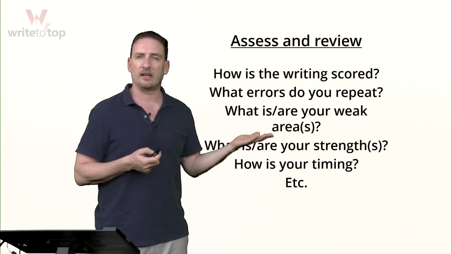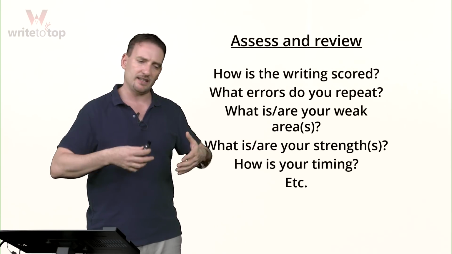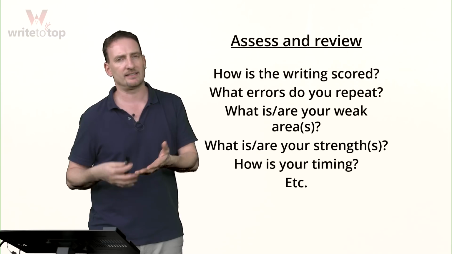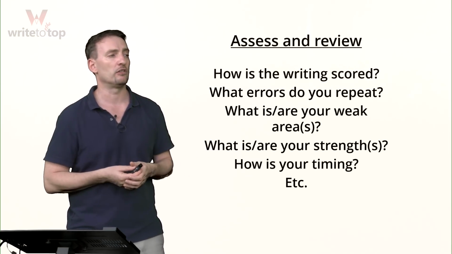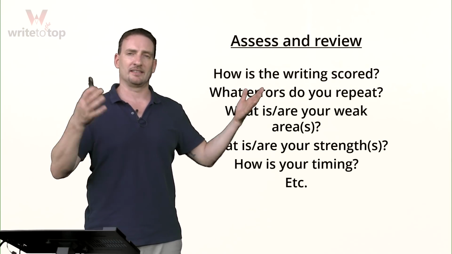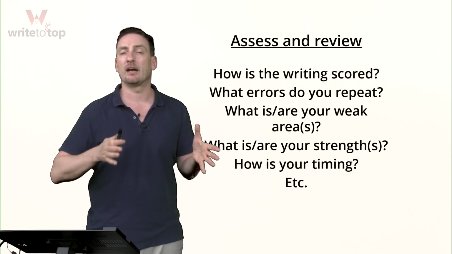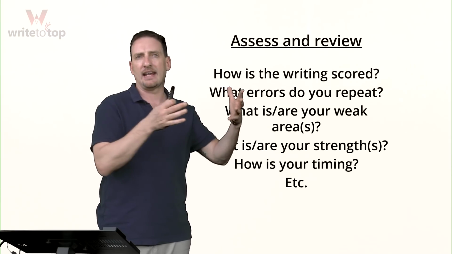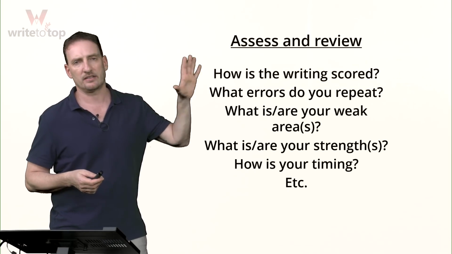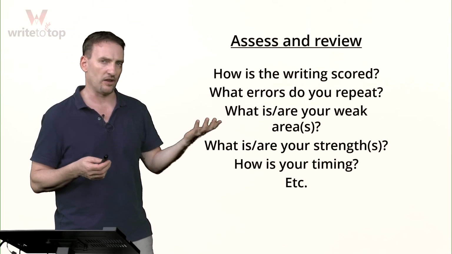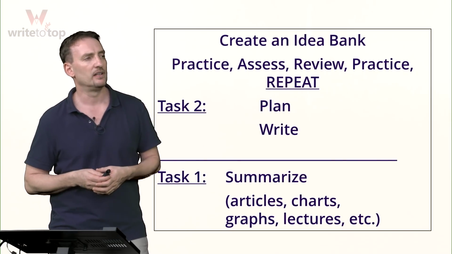Find out what your weak area or areas are. What are your strengths? So your weak areas, review them, practice them, improve them. Your strengths, make sure you use them more often in your writing. How is your timing? Does it take you 2 hours to write it? Work to get it down to an hour 45, then an hour and a half, then an hour, then 40 minutes, etc. Lots of things to do, but again, you're getting all this from your idea bank, which helps you create these sample essays yourself.